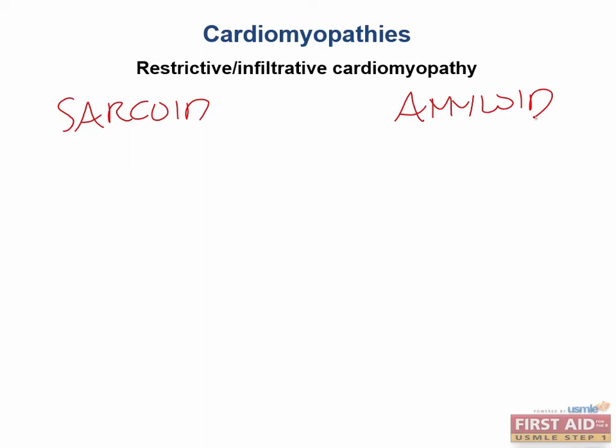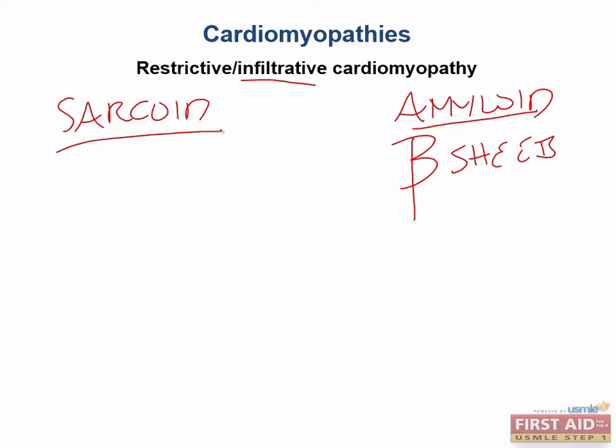Sarcoid and amyloid are both infiltrative processes. In amyloid, there is deposition and formation of beta-pleated sheets within the heart. The granulomatous inflammation in sarcoid can have many different cardiac manifestations. So the clue will probably be that the patient has other signs or symptoms of sarcoidosis.